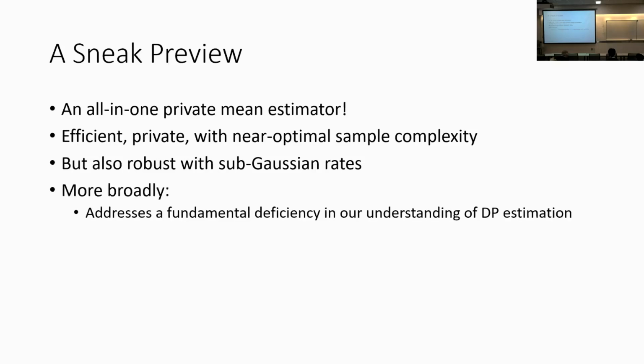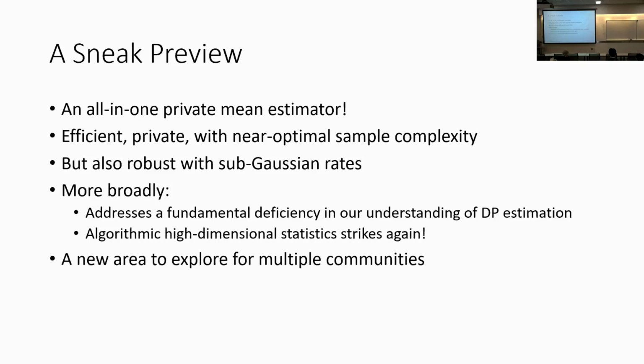More broadly, this is a very embarrassingly basic question that I think we address. It tells us that there was something we were missing before in our understanding of how to do private estimation. This is part of the same research agenda, and hopefully this work is just the first step, and it serves as an invitation to multiple communities, in particular the robust statistics community, the sum of squares optimization community, and so on. So this is the talk in one slide. We'll take it step by step, though.